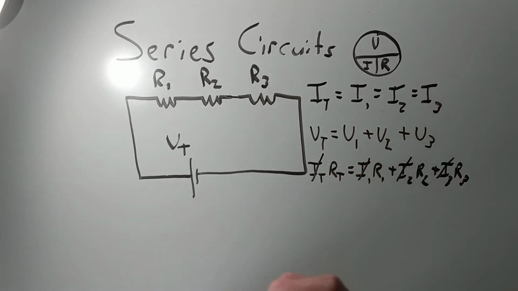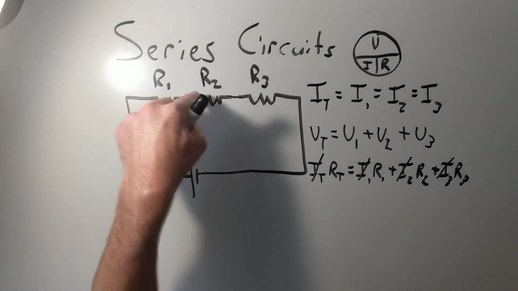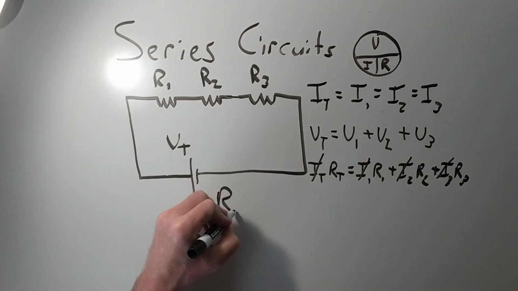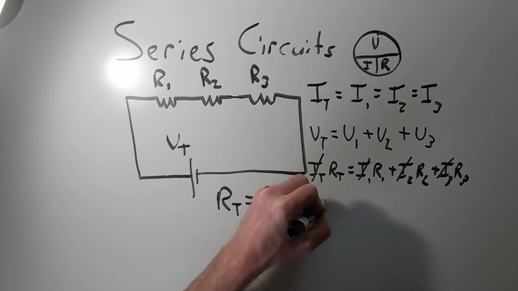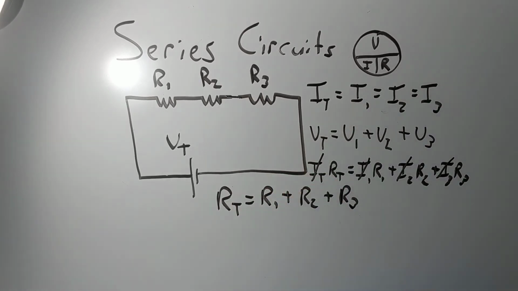Now, because we know that all the currents are the same, the currents just drop out. And what you find is one of the most simple rules for resistors, that if you have them in series, the total resistance, you just literally add up the resistors. You add up the resistors, and that's it. That's the resistance you have.